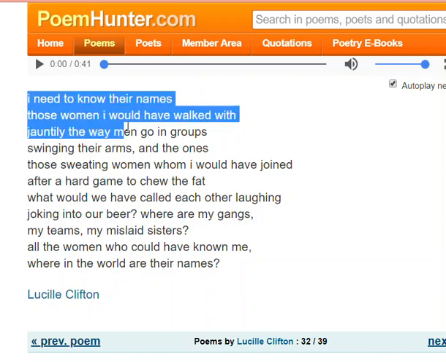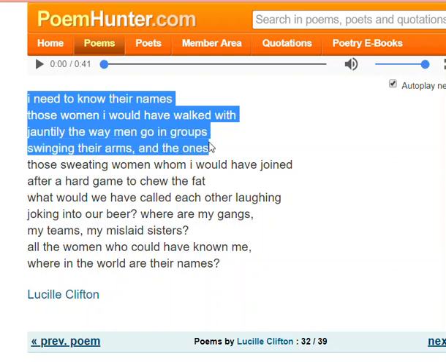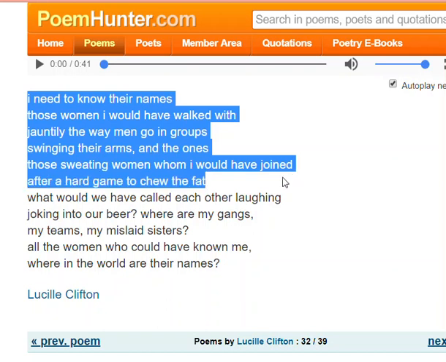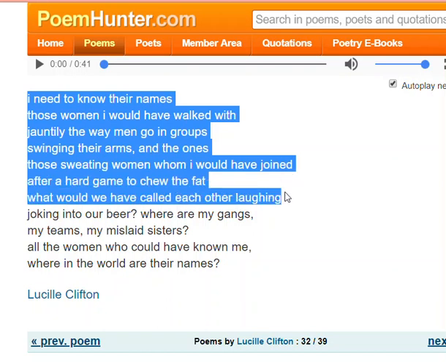Those women I would have walked with, jauntily the way men go in groups, swinging their arms, and the ones, those sweating women who I could have joined after a hard game to chew the fat. What would we have called each other laughing?